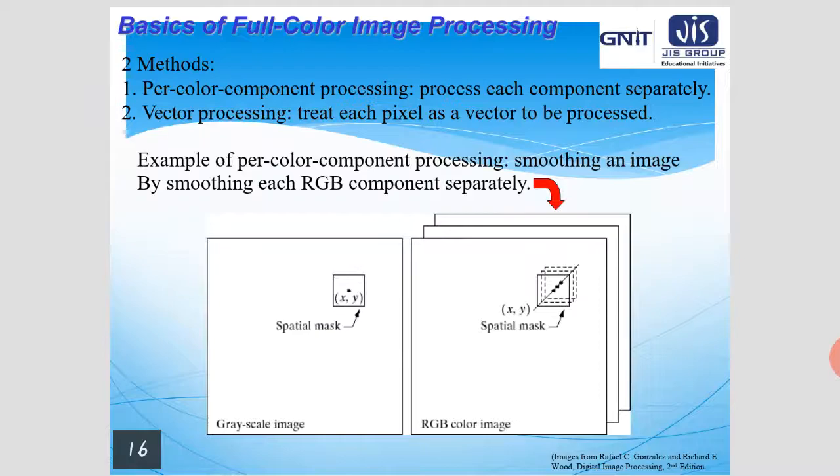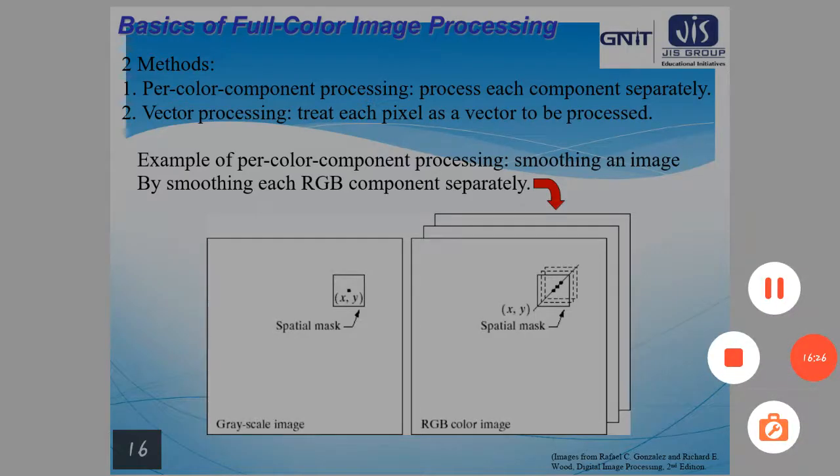Smoothing an image by smoothing each RGB component separately has been shown in the diagram. In case of grayscale images we have used a special mask, and for RGB images we have to use three masks, one for R, another for G and another for B. So three different types of masks we have to use in case of an RGB color image.